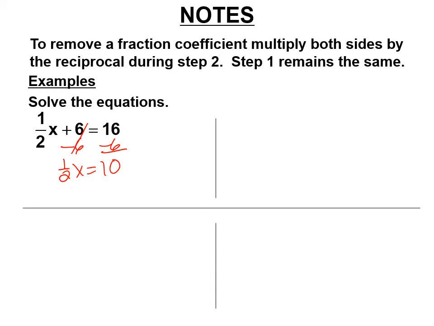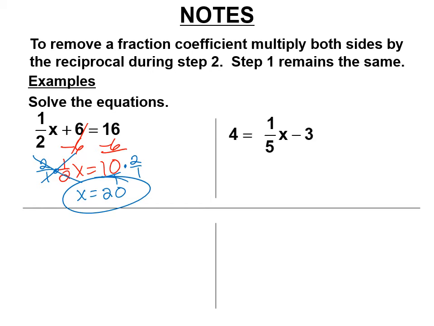In step 2, we have to multiply both sides by the reciprocal of 1/2. Flip it over, times 2 over 1. This all cancels out, and you get x. That's 10 times 2, whether you put the 1s there or not. The only number that would make that true is 20. So let's practice that 3 more times.